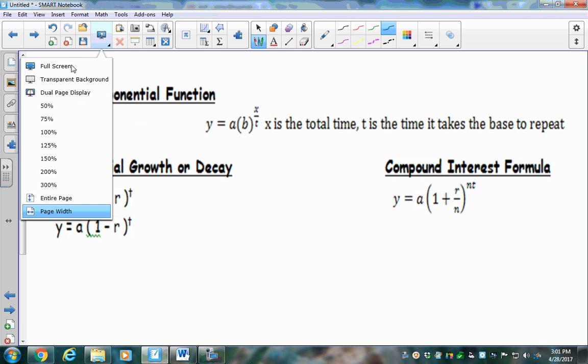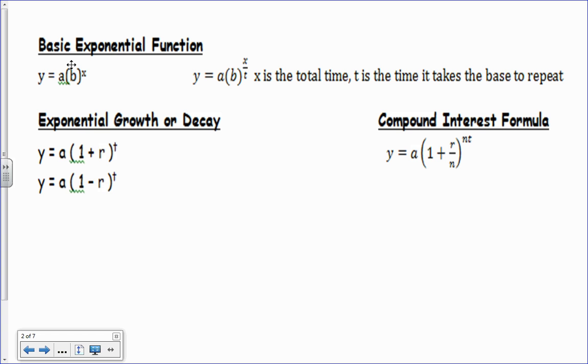Alright, guys, here's your test review for your test tomorrow. Solving problems with exponential equations review. These formulas are on the test tomorrow. Let's talk about them for a second, though. First one, the basic exponential function.